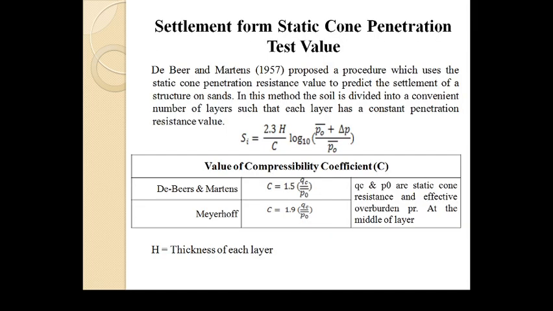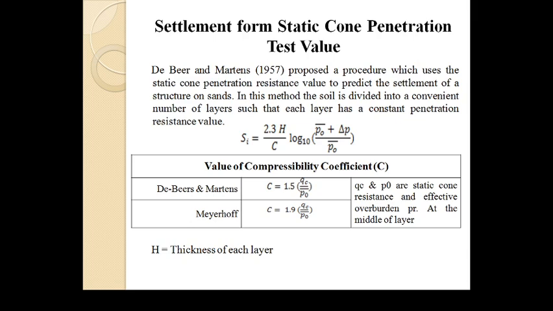In the next method, we shall discuss the settlement calculation of cohesionless soil from static cone penetration value. De Beer and Martens proposed a procedure which uses the static cone penetration resistance value to predict the settlement of a structure on sand. In this method, the soil is divided into a convenient number of layers such that each layer has a constant penetration resistance value, that is SCPT value or QC value. And with the help of this following formula, that is SI is equal to 2.3 H by C log 10 (P0 bar plus delta P) divided by P0 bar, we can calculate the settlement of the total soil.